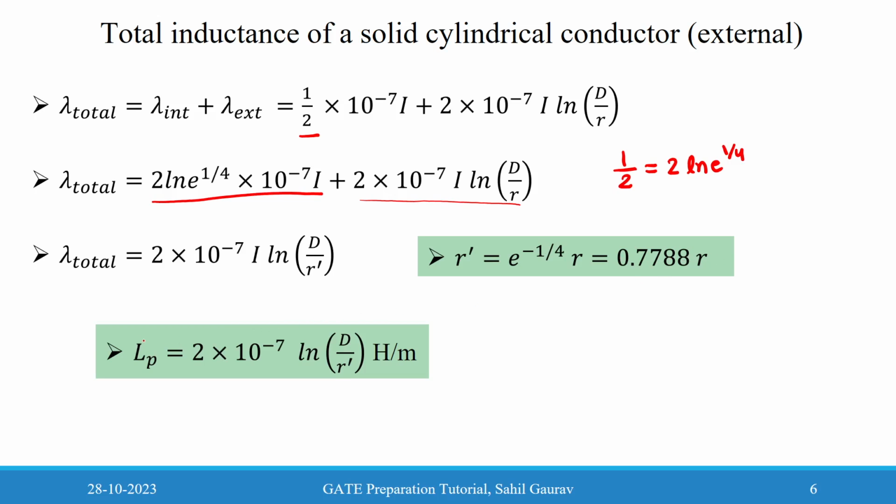And the inductance at point P, the external point, will be 2 into 10 to the power minus 7 ln d divided by r dash Henry per meter. These points, this expression, are very important. So I have derived this inductance for the solid cylindrical conductor, for a single conductor. In a similar way, you can define the other more complex inductance calculations. I have not derived all these derivations here, but I have written the summary points.